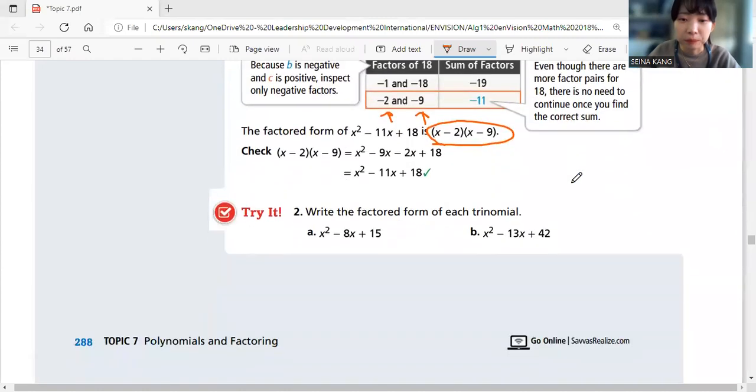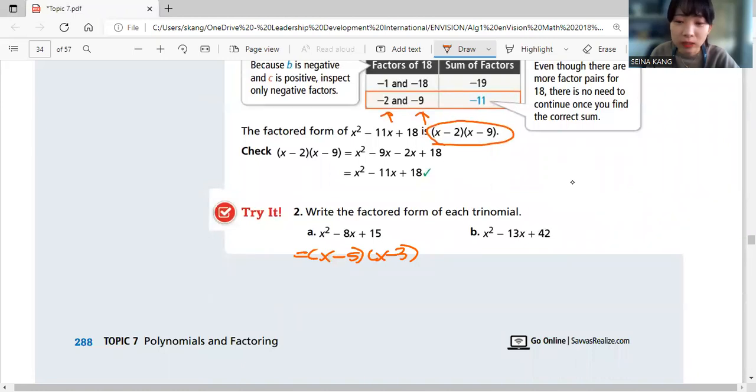Okay, are you ready? So 2a, x squared minus 8x plus 15. What two factors of 15 multiply to positive 15 and add up to negative 8? Negative 3 and negative 5. So yes, correct. x minus 5 times x minus 3 would be your binomials that are equal to this polynomial.